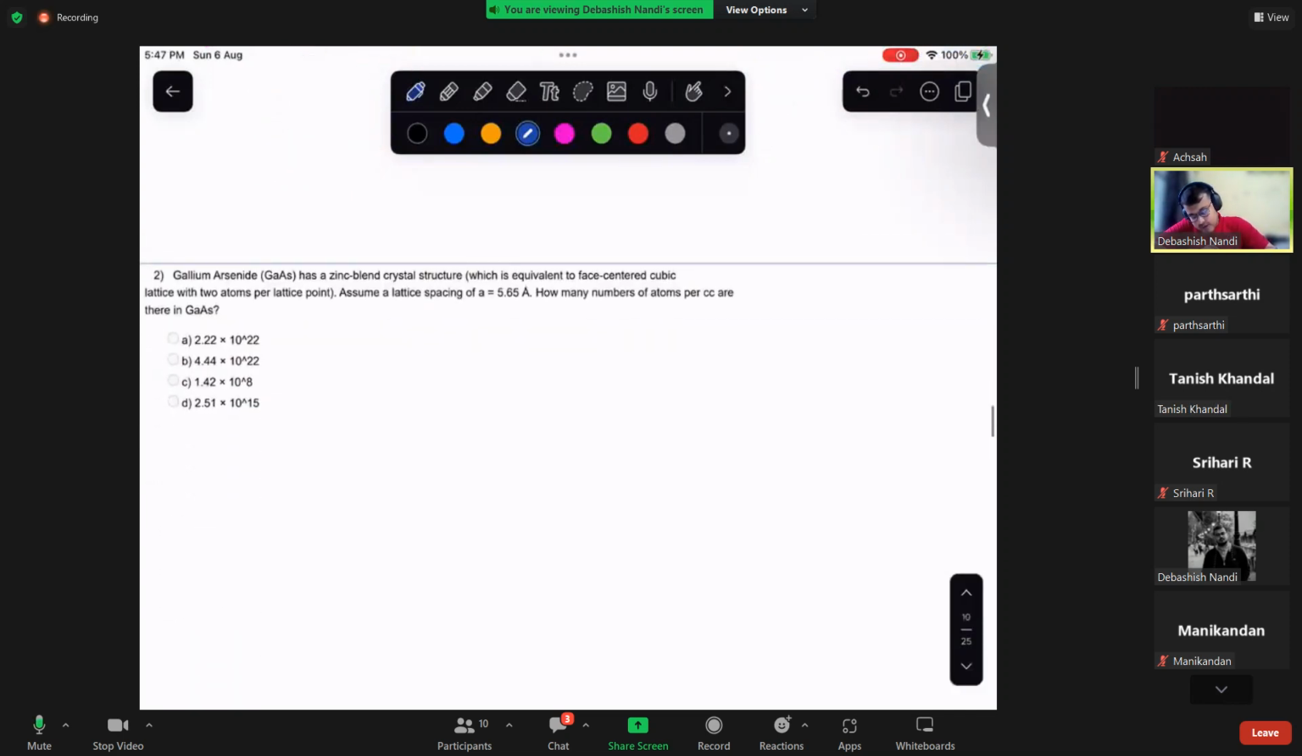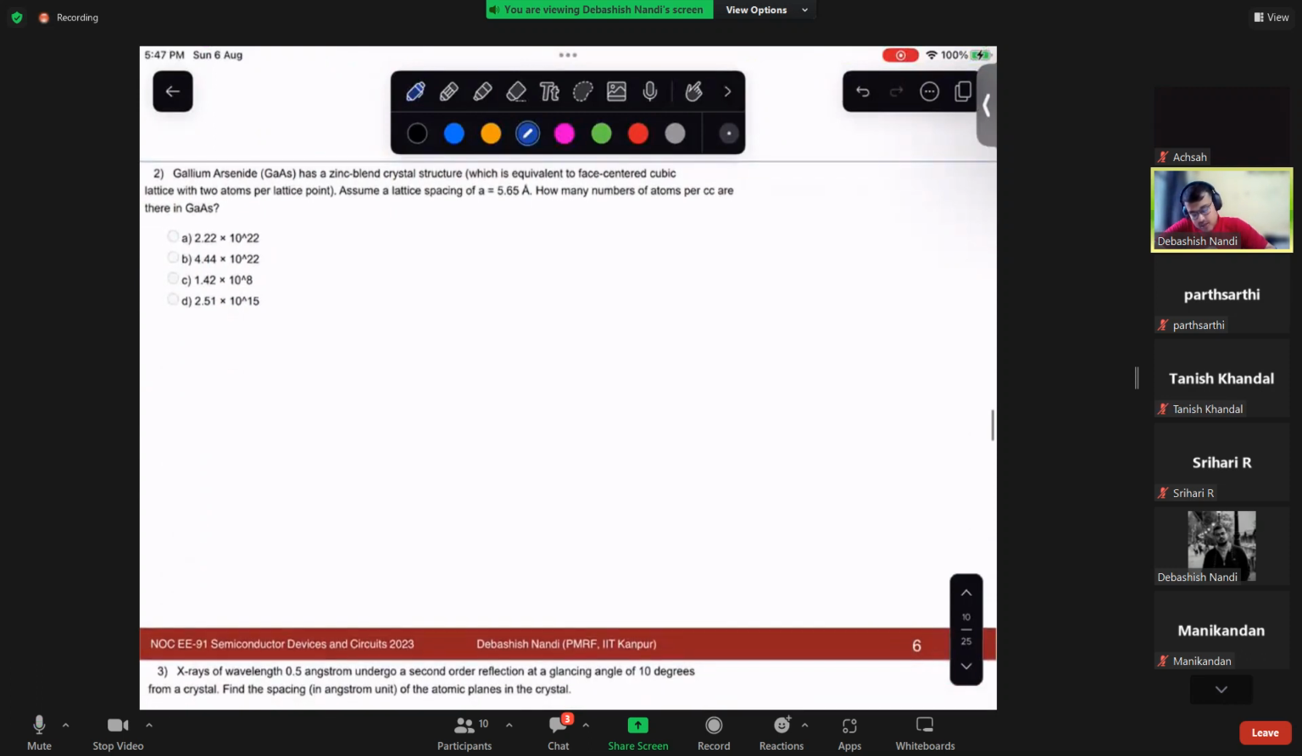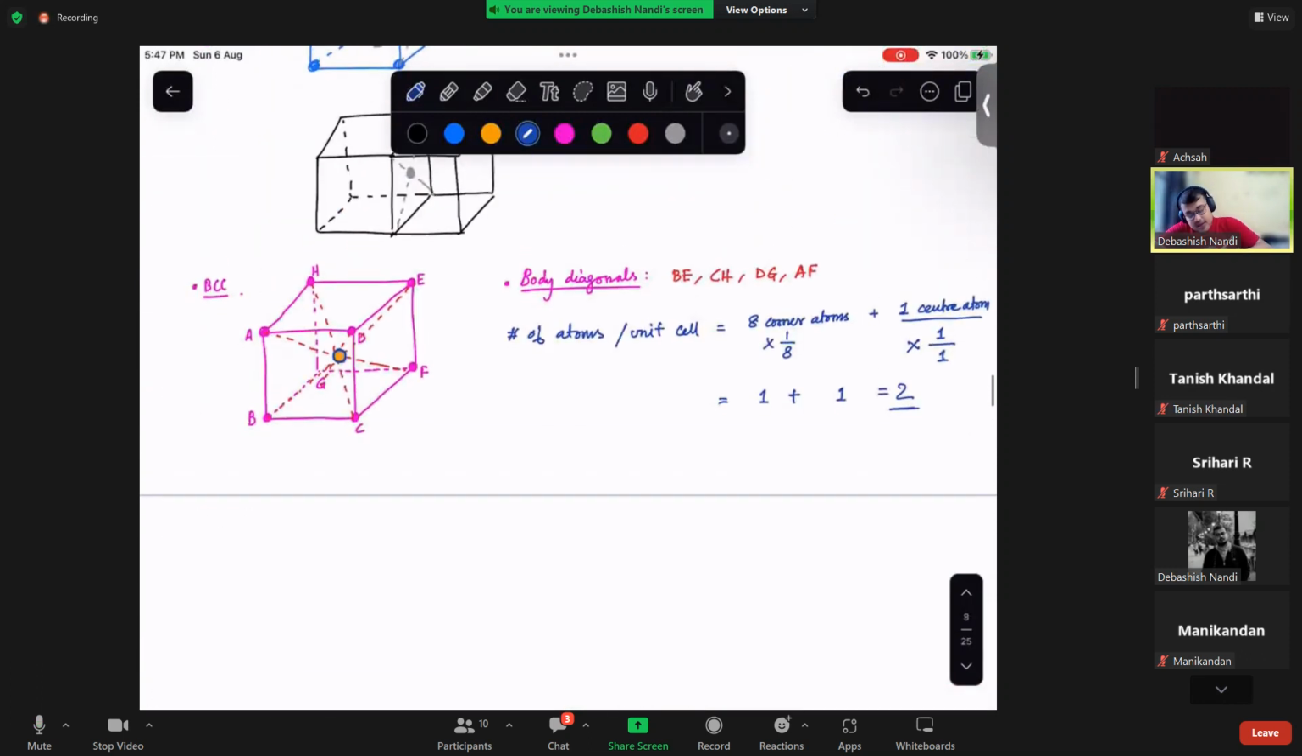So let's move on to the next problem. Another thing is that here we are talking about only one atom at a lattice point. These kinds of things are called monoatomic crystals. That means at one lattice point we have only one atom, but very few materials or crystals are like that. Most of them have multiple atoms at the same location.